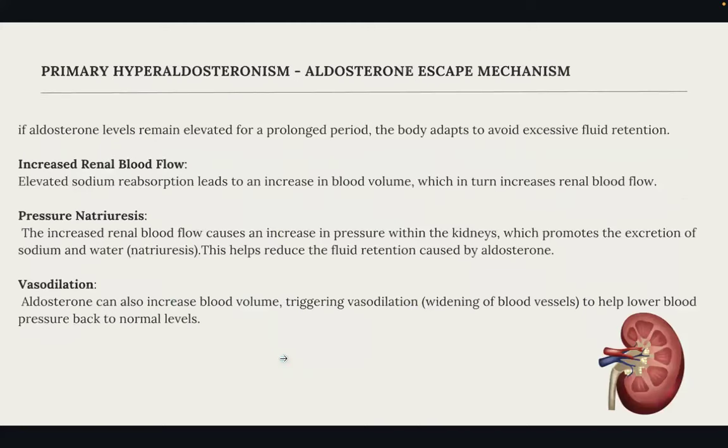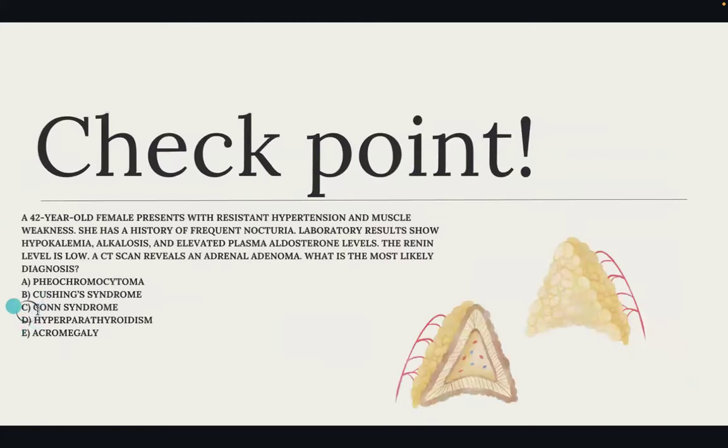And again, a checkpoint. Okay, let's solve it. She presents with resistant hypertension and muscle weakness. So again, think of potassium. She has a history of frequent nocturia, which means she's going to the bathroom a lot at night. Laboratory results show hypokalemia, alkalosis, and elevated plasma aldosterone levels. So she's having all of the hyperaldosteronism effects, and she's going to the bathroom a lot. The renin level is low.